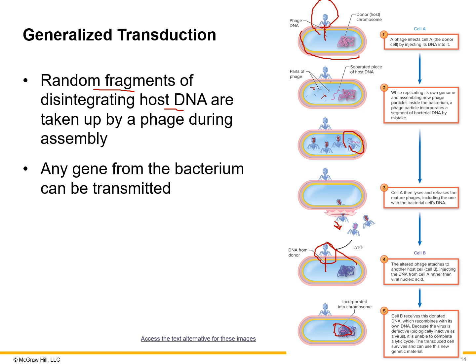So now it can get integrated into a plasmid or into the chromosome, and now we just gave a new set of genes to this bacterial cell. So again, in this situation, that phage is just kind of a carrier. It's a bus for it to get to a new bacterial cell.